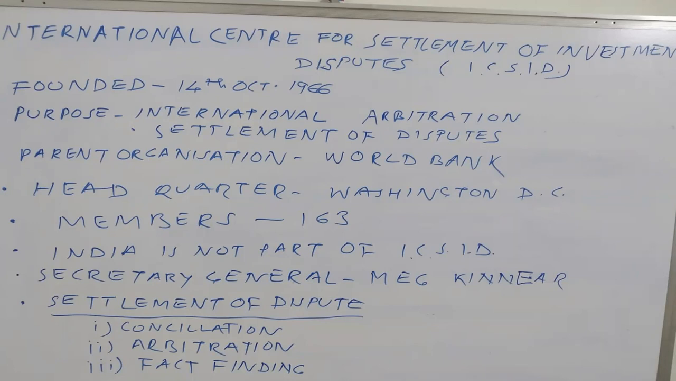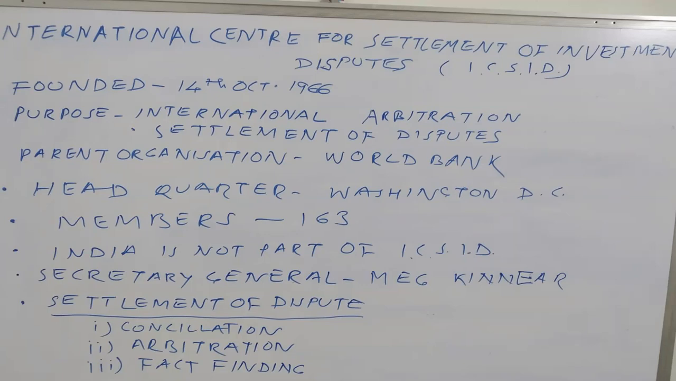Then the purpose is international arbitration and settlement of disputes. The main purpose for establishing ICSID is international arbitration and settlement of investment related disputes. Okay, the parent organization is World Bank, headquarter Washington DC. Then members are quite different, 163 members, and India is not part of it.